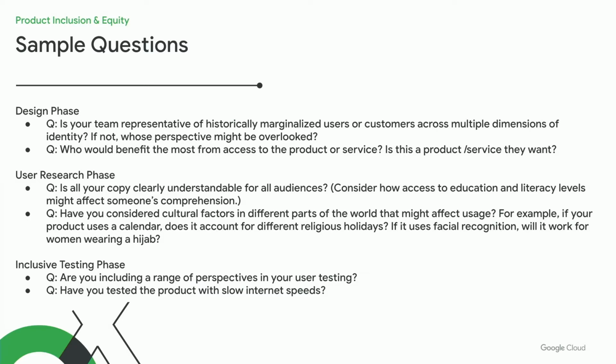Here are some questions you can ask throughout the process. Is your team representative of historical marginalized users or customers across multiple dimensions of identity? If not, whose perspective might be overlooked? Have you considered cultural factors in different parts of the world that might affect usage? For example, if your product uses a calendar, does it account for different religious holidays? If it uses facial recognition, will it work for women wearing a hijab? Have you tested the product with slow internet speeds? For more questions like these ones, please visit belonging.google.